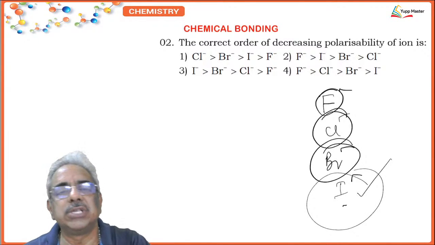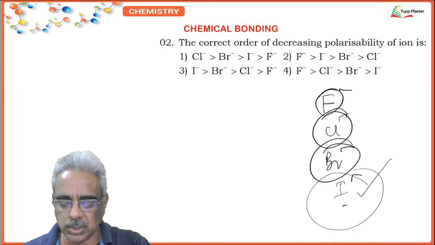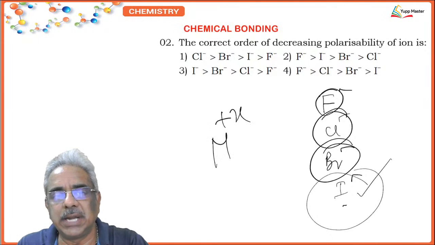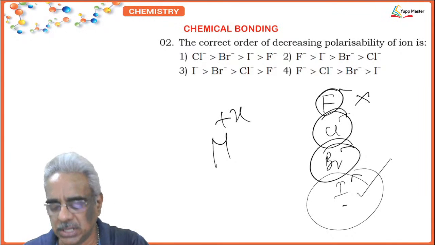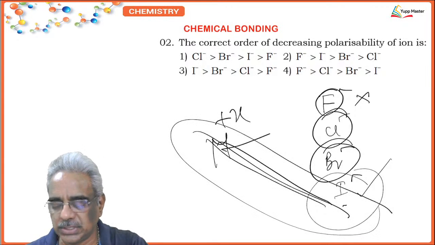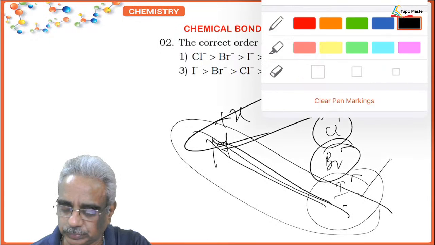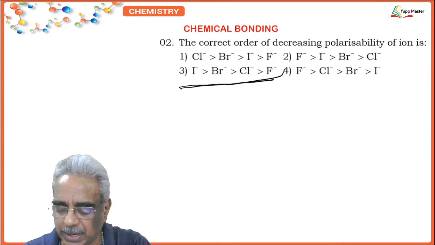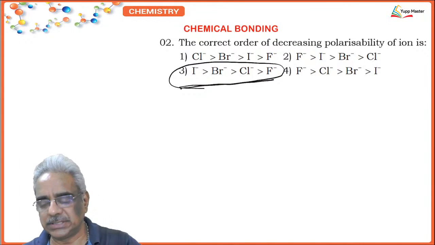So it is very easy to polarize iodide. You keep some metal cation M plus here, whose electron density can be easily grabbed. For fluoride, it's very difficult to pull the electron density. Iodide's density can be pulled. So this will give a better covalent compound. This will give a better ionic compound. So what is the best order? Iodide, bromide, chloride, fluoride is the order in which the polarizability decreases.